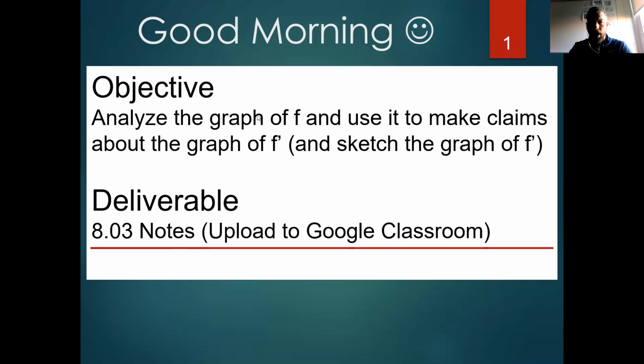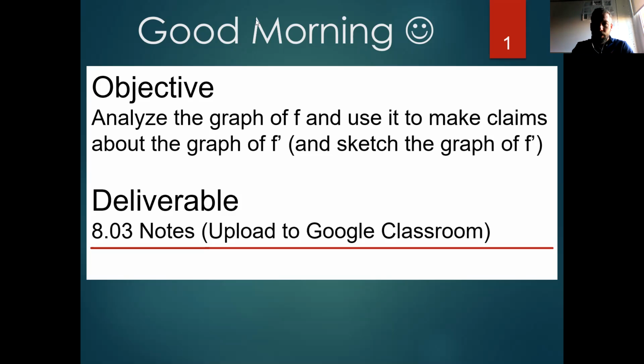We're going to be analyzing the graph of a function f, and then we're going to use that graph to make claims about f prime, its derivative, the derivative graph of that. So kind of maintaining this relationship between f and its derivative, right? Slope, instantaneous rate of change at any point on there.